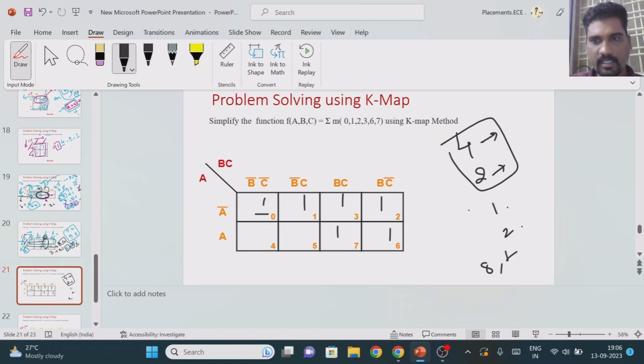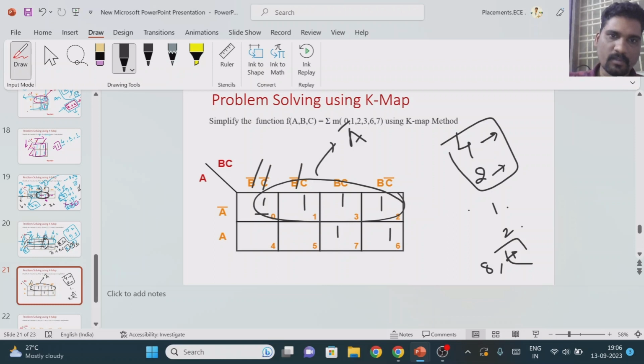No. Is there any grouping of 4 ones? Yes, this is the grouping of 4 ones. What is the answer? The answer is A bar. Why? All these terms will get cancelled in this direction. Here we have only A bar. Now what are the leftover ones? This one is the leftover, and this one is the leftover.